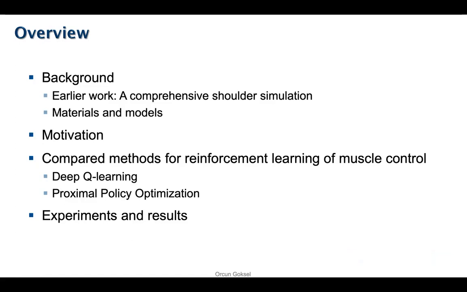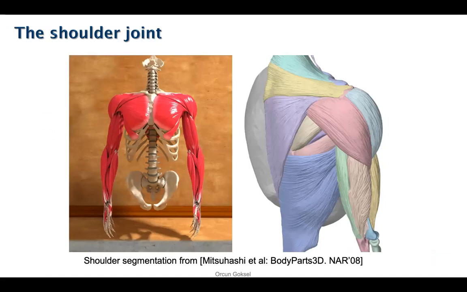Musculoskeletal simulations are used in orthopedics for functional understanding of complex joints and movements, as well as for patient-specific surgical planning. To better motivate the use of a learned control model, I'll first start by presenting our recent work on functional shoulder simulation. The shoulder is the most complex joint in the body, offering a great range of motion.